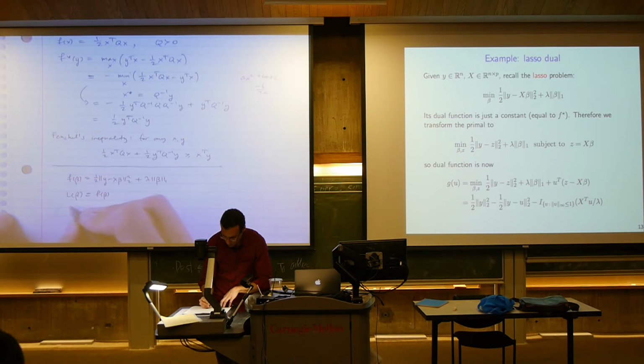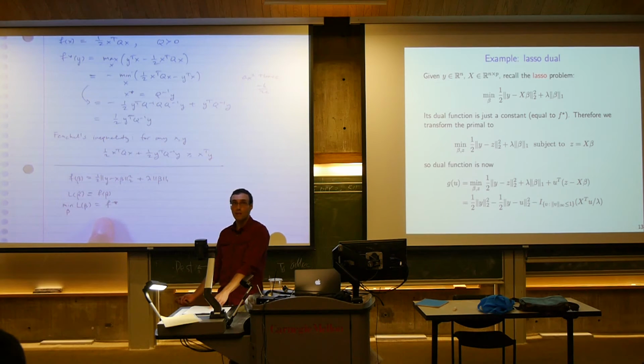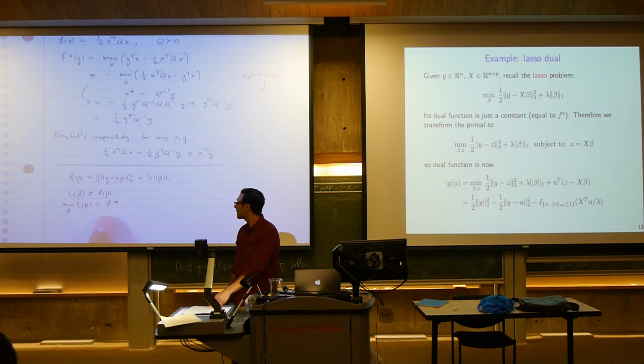So what's the dual function? If I minimize the Lagrangian over all beta, I just get f star. It's a constant, it's trivial. So the primal-dual relationship is not really very useful here. Of course, this lower bound is f star everywhere. It is equal to f star. So we didn't get anywhere.